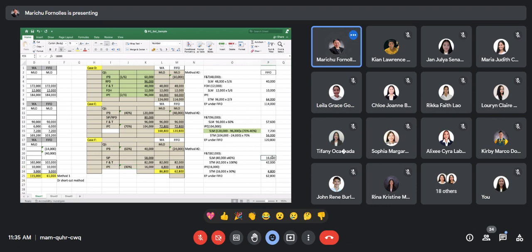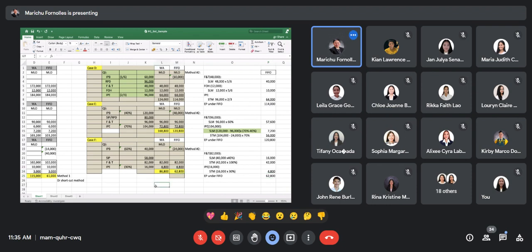So add these three figures and you will get your EP under first in, first out of 62,800, which is the same answer using method 1.